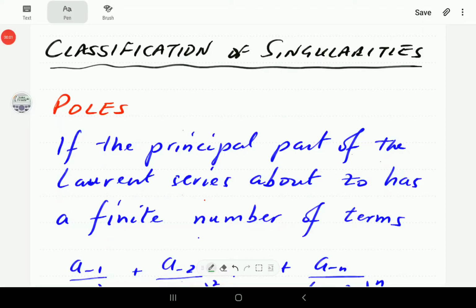Okay, in the first video on the Laurent series, we mentioned that one of its attributes is that it can be used to classify singularities. In this video, we're going to see how that happens. So we're going to look at the different types of singularities.